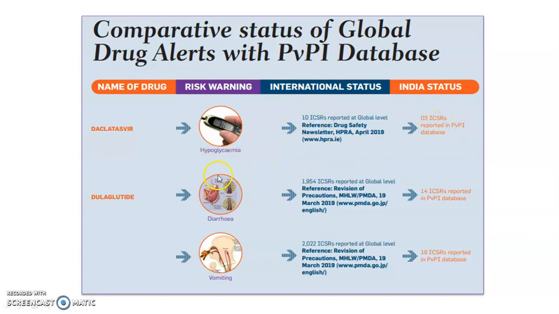In the same way, if you see the drug dulaglutide, it is going to cause diarrhea as well as vomiting. There are 1954 cases reported globally, and in India there are 14 cases reported. About the same, if you consider vomiting by the same drug, there are 2022 cases reported globally and 19 cases in India.